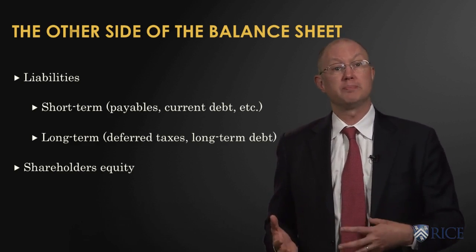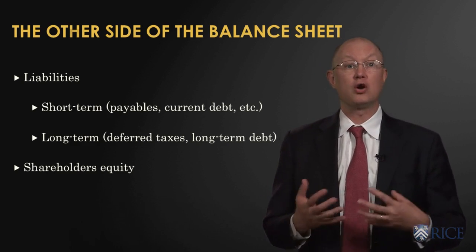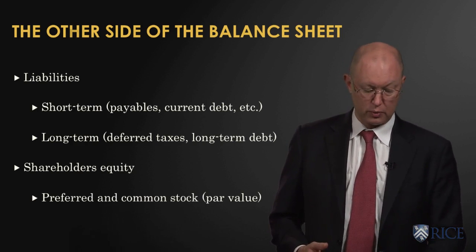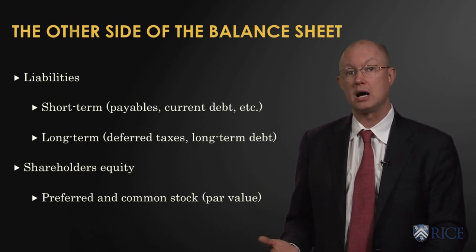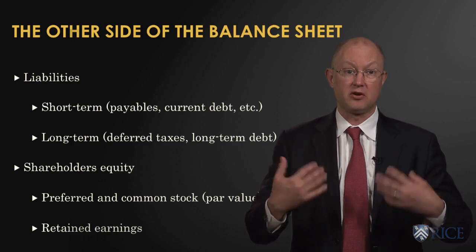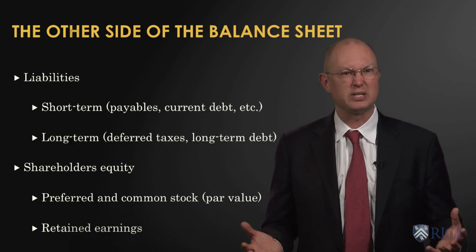And then there's the ownership of the company, the equity in the company. That also gets written down on the right-hand side of the balance sheet as shareholders' equity. That might be preferred or common stock listed at par value. And it could be retained earnings, money that the firm has earned but hasn't paid out to anybody yet.